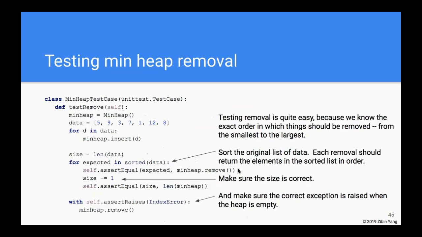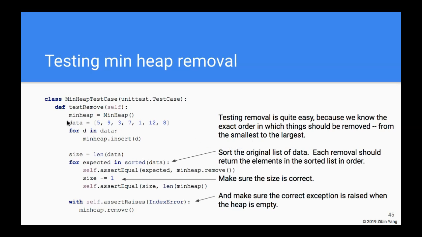Now that we've completed coding of the removal method, let's actually test it. So I want to explain how the testing is done. It's actually quite easy because we know exactly the order in which the data in the heap is removed, right? We always remove the smallest one, and once it's gone, the next one we remove is the second smallest one in the original heap, the current smallest one, right? And so on and so forth. So basically, the data, when removed, will be removed in the order from the smallest to the largest.